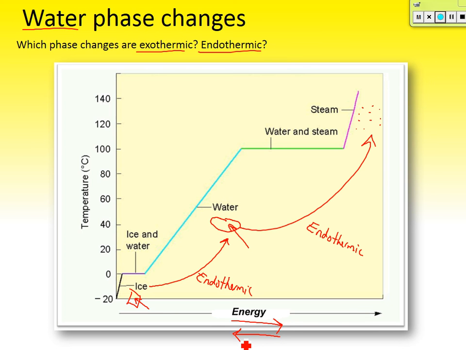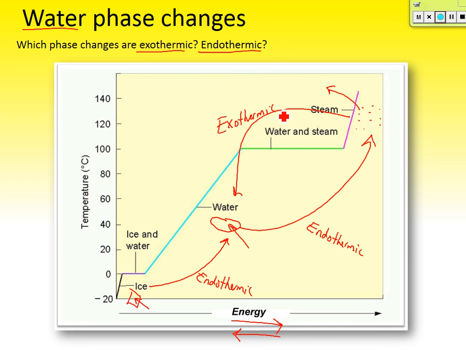Let's see if we can understand that. If we're at steam and we want to go to water, does the steam have to add energy or release energy? Yeah, it's got to lose energy. It's got to lose that energy. Which one means heat exit? Well, that's exothermic.